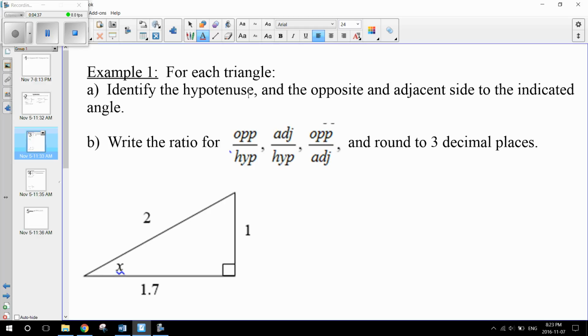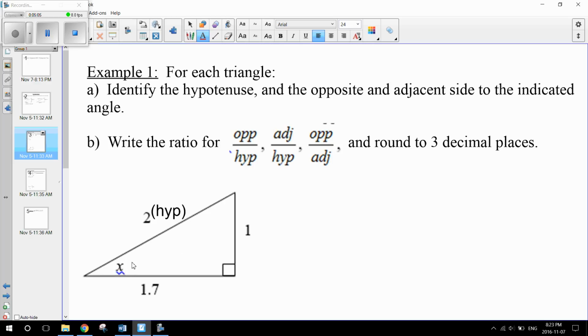So the first thing is let's label our hypotenuse. Our hypotenuse is the longest side, which is the value of 2, and it's always the one that's across from that 90-degree angle. So this side is our hypotenuse here. And we can just use the short form HYP. That's the short form for hypotenuse, so we don't have to write out the whole word every single time. HYP for hypotenuse.